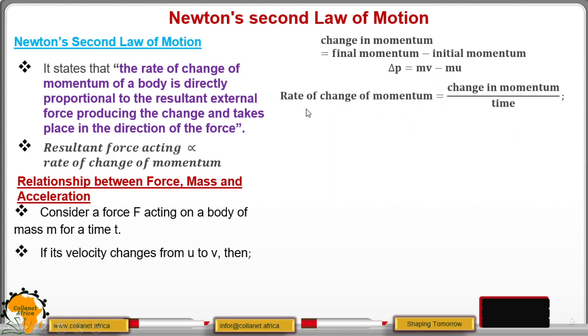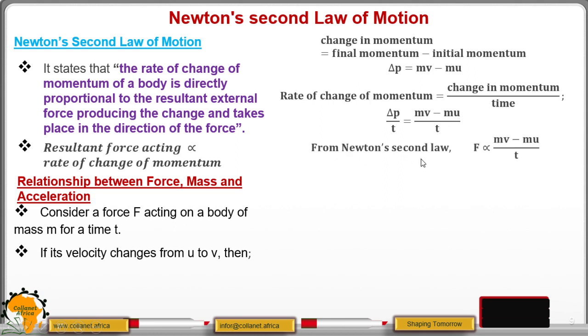When we come to the rate of change, whenever we see the word rate, you should know that we are considering the time. So the rate of change of momentum will be the change in momentum divided by the time. And the change in momentum is mv minus mu, you divide by time. You get that it is (mv minus mu) over t.